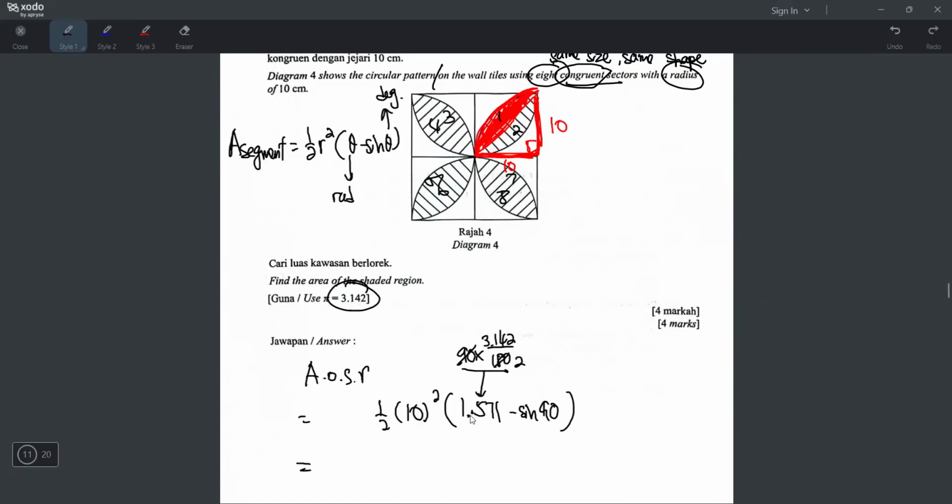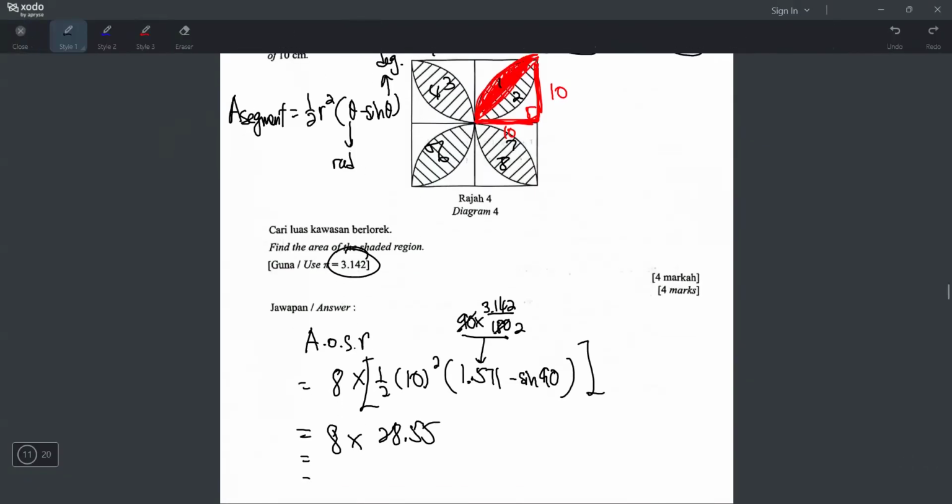Okay, so now you have to times 8 here, right? Because I told you already, this is the area for one segment. So you have to end up multiplying by 8. So now it becomes 8 times. Okay, let's press all this in my calculator. 1.571 minus sine 90 and then times 100 divide 2. Okay, my calculator gives me 28.55, but this is area of one segment only. You have to times 8 to get the total area of shaded region, right? Okay, my calculator gives me 228.4. Okay, so that's the answer. 228.4 cm square.